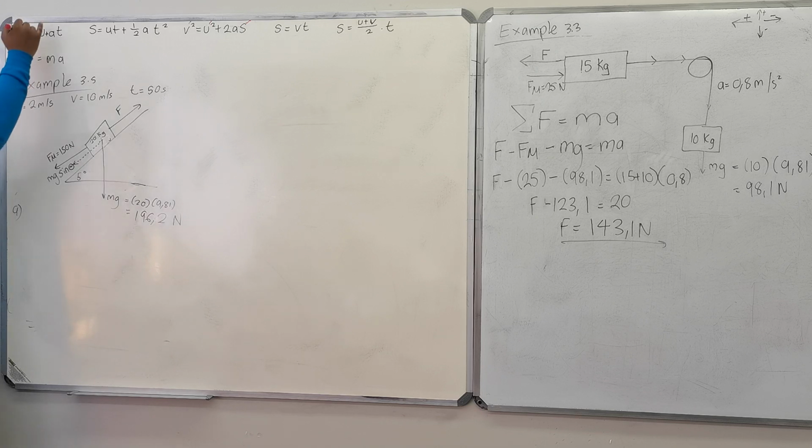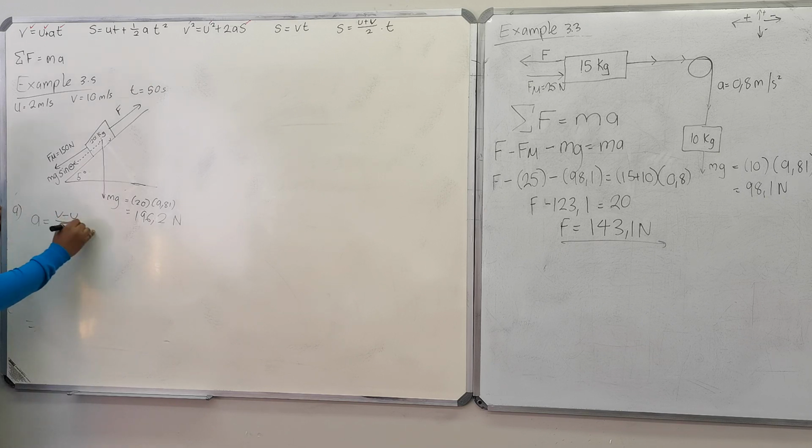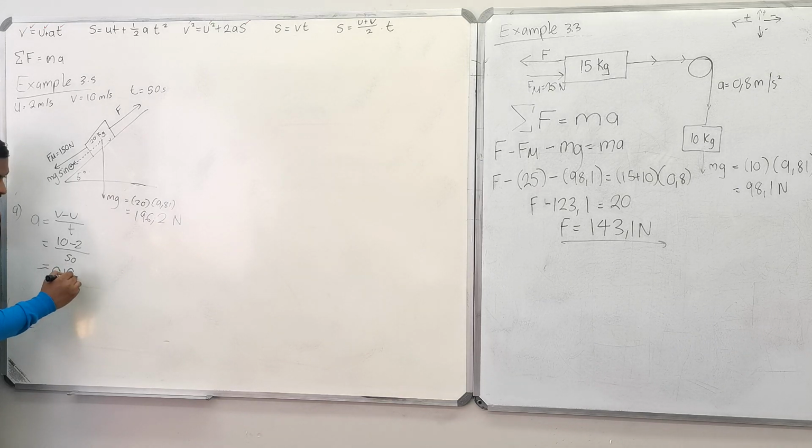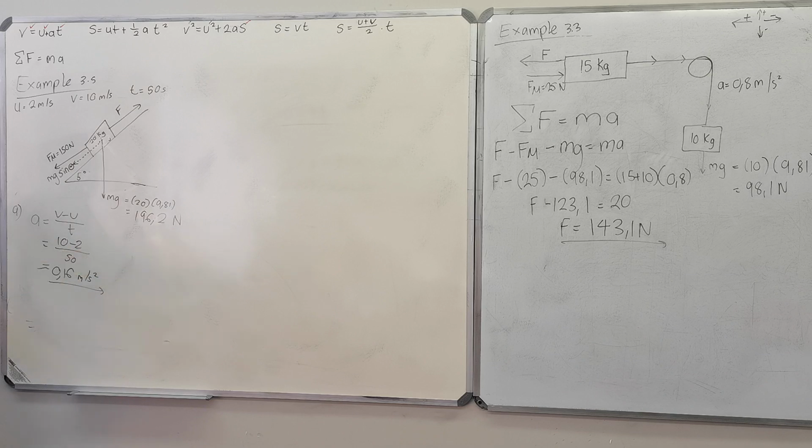Do we know the final velocity? Yep. Do we know initial? Yes. Do we know time? Yep. So let's just use that formula there. If I had to rewrite this formula, I can say a is equal to v minus u all over t. This would be equal to 10 minus 2 all over 50, which is 8 over 50, equals 0.16 meters per second squared. That's it. Acceleration done.